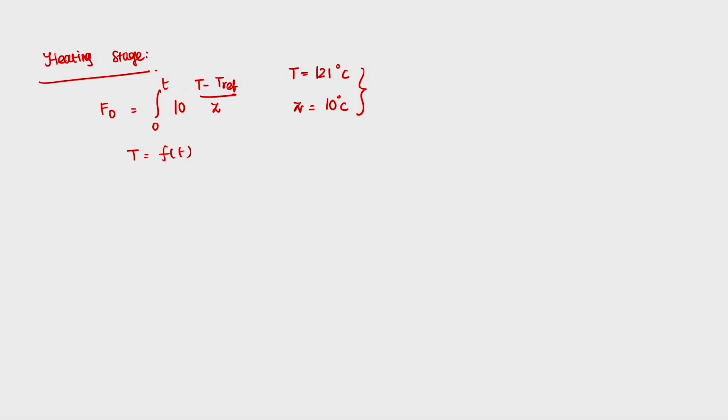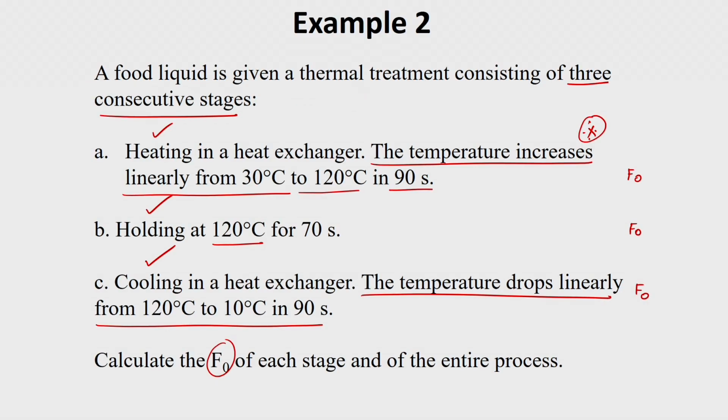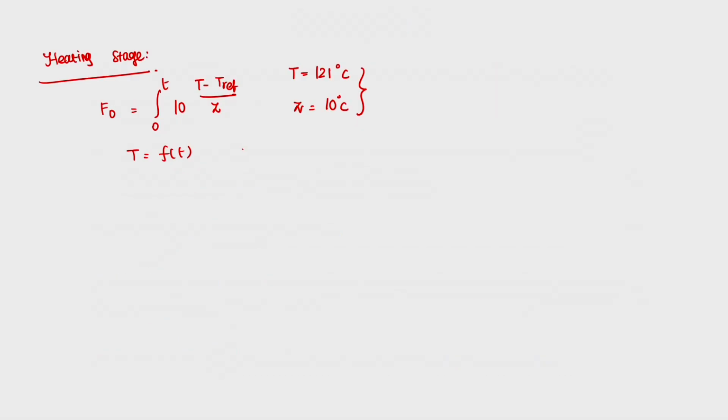It is told in the problem that it is heated from 30 to 120 linearly. So, first we need to construct the temperature function, which is nothing but 30 plus (120 minus 30) upon 90 seconds times t. This is the interpolation method. So then it is 30 plus 90 upon 90 into t. For 90 seconds it is 90 degrees centigrade, which means for 1 second the interpolation that should be added to the 30, the initial temperature, is 1 degree. So what we get is 30 plus t.